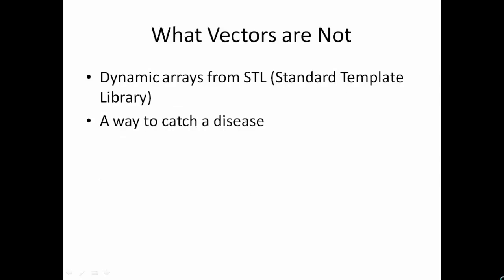What vectors are not? The Standard Template Library has classes that are called vectors that are really more like dynamic arrays. That really has nothing to do with the vectors we're going to be discussing here, and it could be a source of confusion if you're doing C++ programming. If you're doing OpenGL or DirectX or anything where you're using vectors in C++, having the STL call their dynamic arrays vectors just gets really confusing if you're starting out and you're not already comfortable with that. It's not the same thing at all.